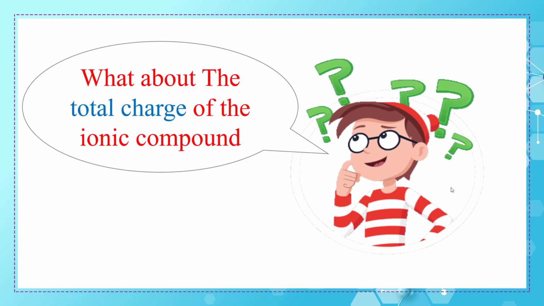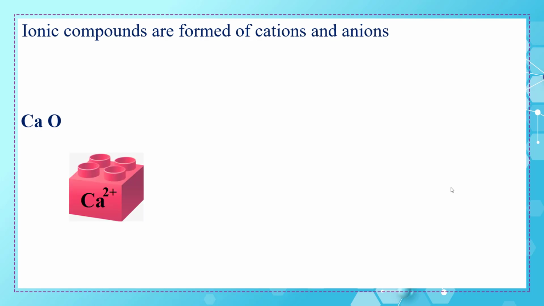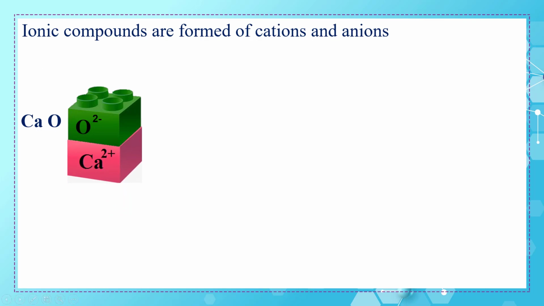Other question. What about the total charge of the ionic compound? Who can tell me? Think, guys, please. Ionic compounds are formed of cations and anions. For example, let us take CaO. We know that the calcium ion is Ca2+, having lost 2 electrons. And here I have the oxide ion, O2-, that has gained 2 electrons to become an anion called O2-. What happened after binding between these two ions?